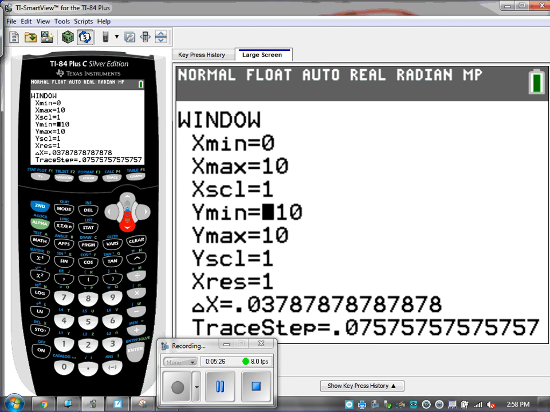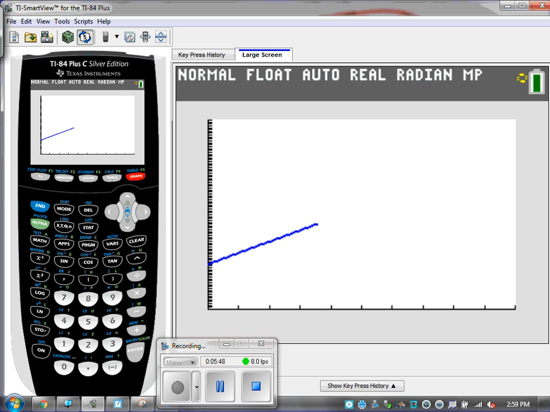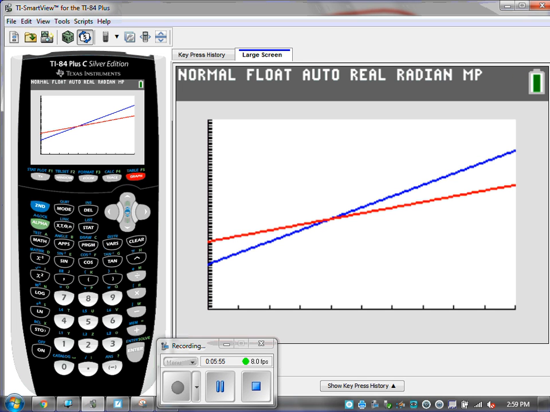Y-min is going to be my range. I know my range isn't going to go below 0 because that's the amount of money being charged. And my Y-max, well, I need to be above 10 because I already know that they charge the same amount of money, which is $48 after 4 hours. So I'm going to change this to 100. Now when I hit graph, it fits the context of the problem. It is a positive domain in a positive range, and I can see where the lines are crossing at.